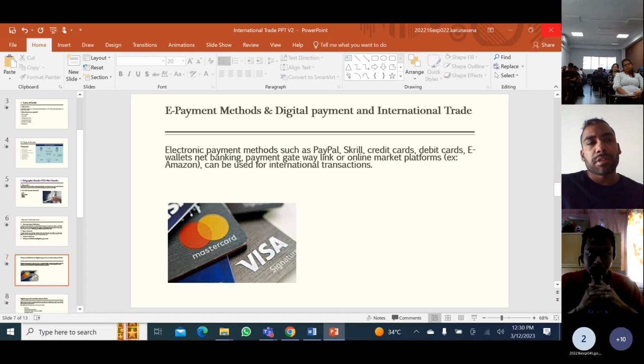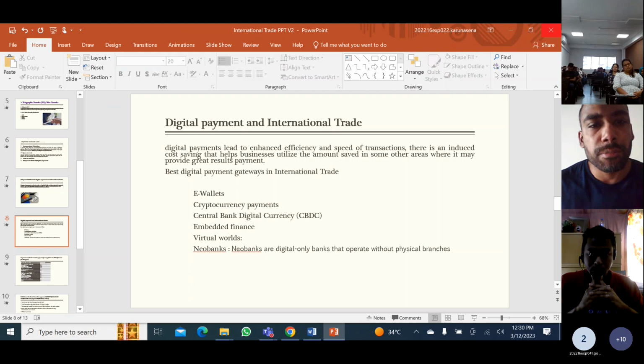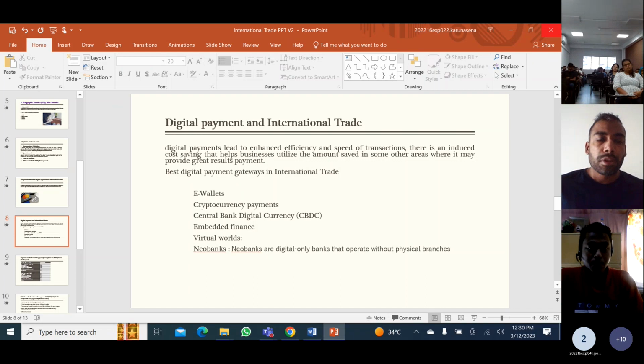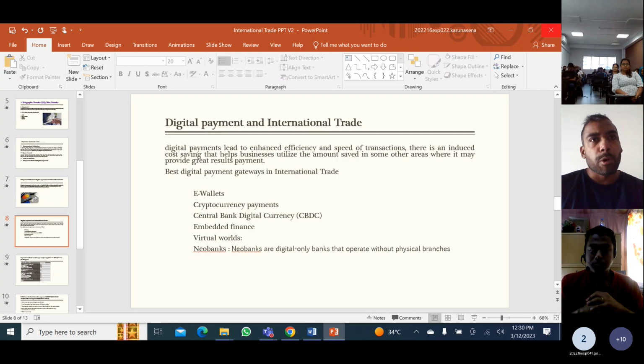So I'm going to discuss some of the best digital payment gateways in international trade. The first one is e-wallets. Without using hard cash, you can transfer funds to your supplier or your service provider. So no need to use hard cash. And the second one is cryptocurrency payments. Cryptocurrency payments are very popular currently.